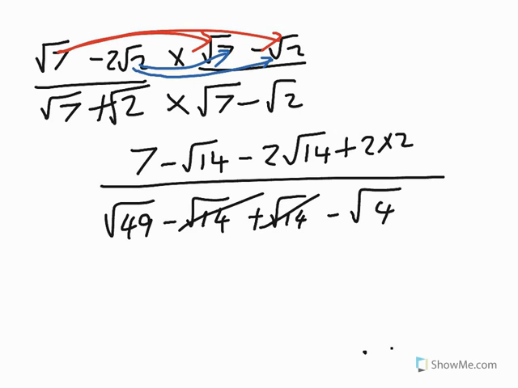So on our numerator we have 7 plus 4, which is 11. Minus root 14 minus another 2, so it's minus root 14. And on our denominator, we've got square root of 49, which is 7. Take the square root of 4, which is 2. 7 take 2 is 5.